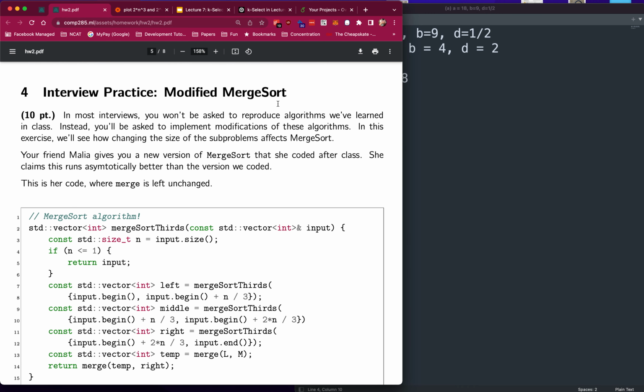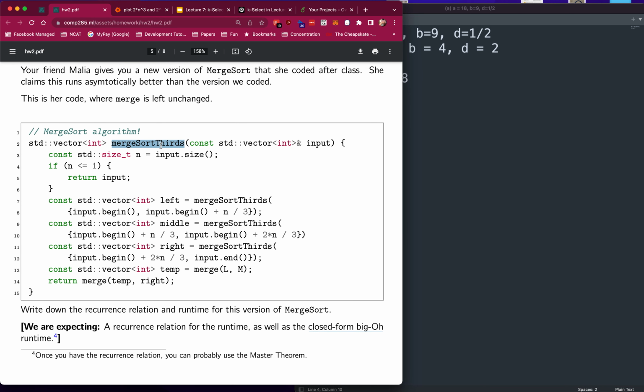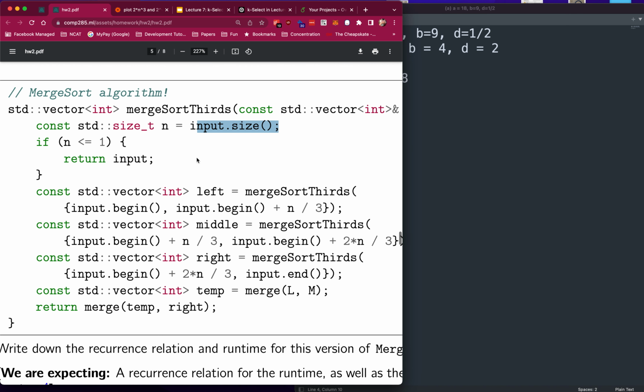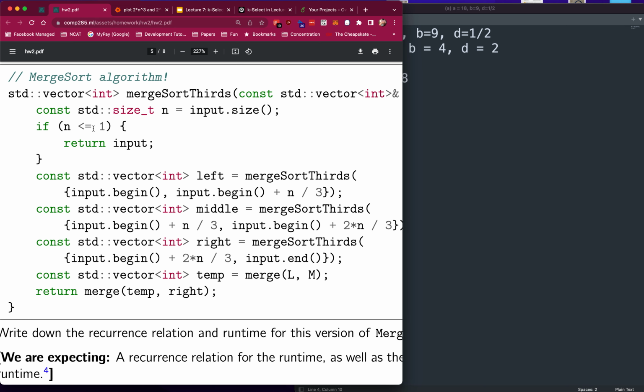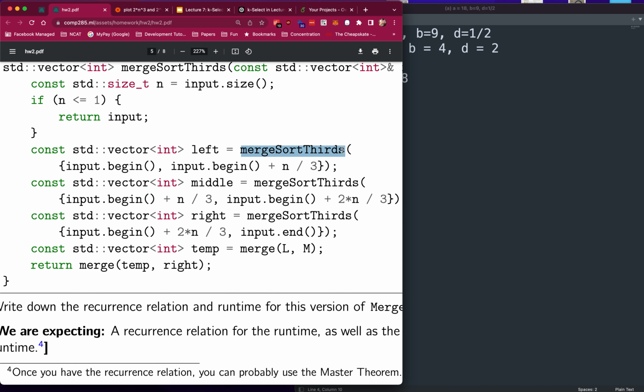For the last one, we're practicing with modified merge sort. Here, I want you to read the code, write a recurrence relation, and then figure out the big O running time. If you're looking at this code, you'll see merge sort thirds. We can walk through it in detail, but essentially the first thing we do is compute the size of the vector, which is done in constant time. If the length of the vector is less than or equal to 1, we immediately return. Then we call ourselves 1, 2, 3 times.